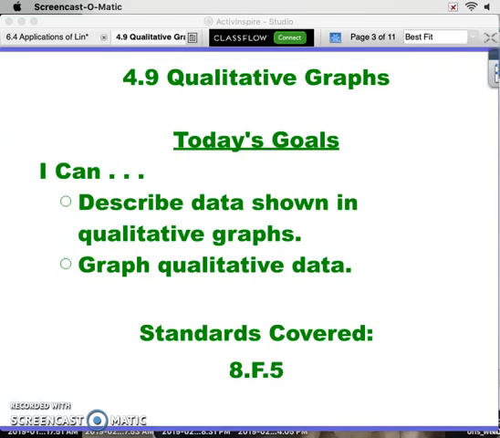Good morning, good afternoon. We're going to be talking about qualitative graphs. I can describe data shown in qualitative graphs, and I can graph qualitative data.